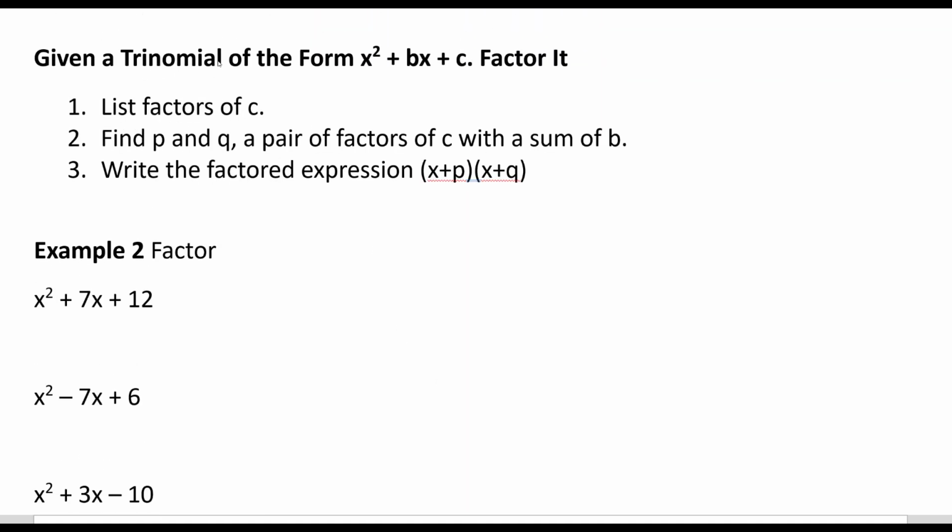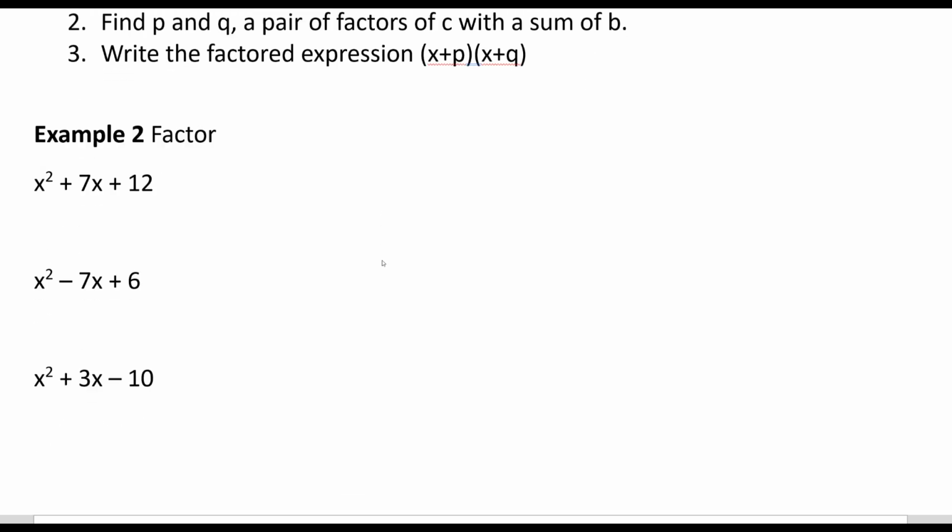So here, just given the trinomial in that form, when I say 1 is the leading coefficient, that's because there's not a 2 or 5 or a negative 7 out in front of this x squared. So list the factors of c, find p and q, a pair of factors of c with the sum of b, and then write the factored form.